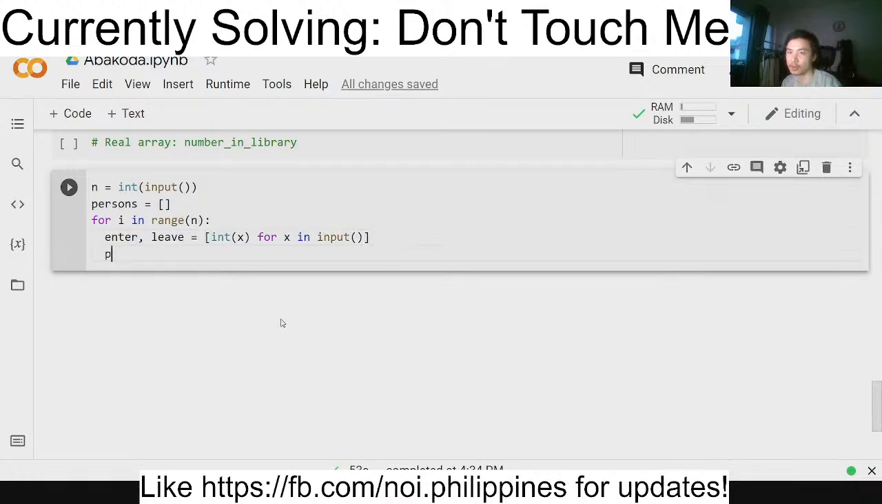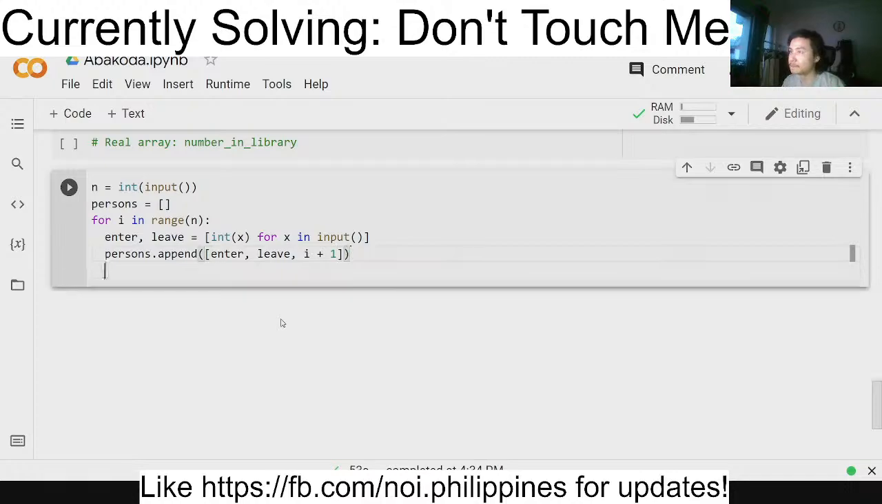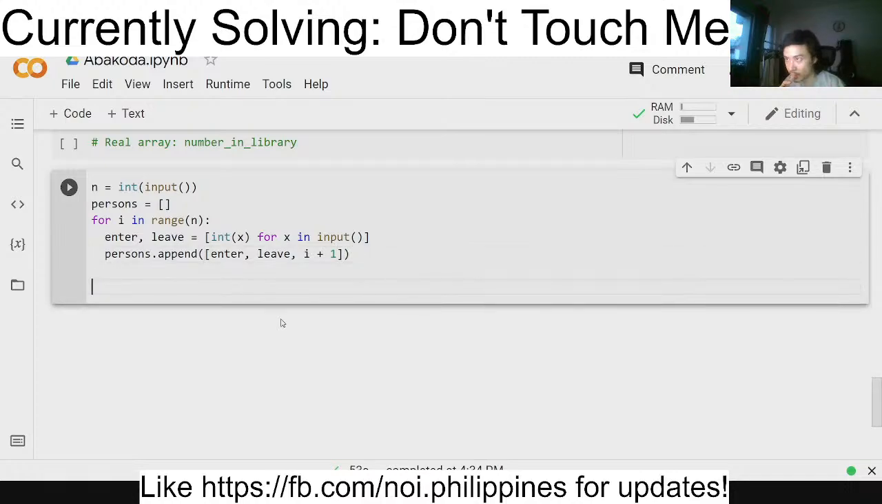But also, aside from just the enter time and the leave time, well, we want to keep track of the index later, right? Because we want to print out the exact list of people that we lent the book to. So let's have the index. And because we're indexing starting by 1, then let's add 1.